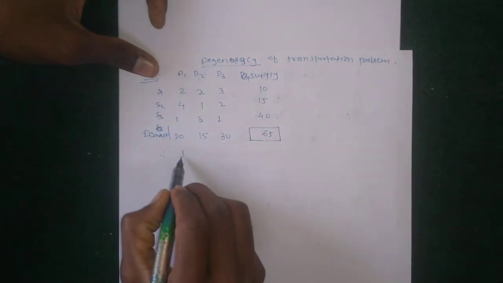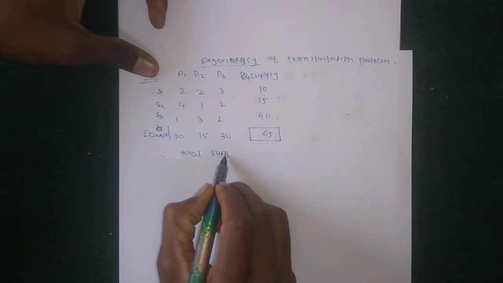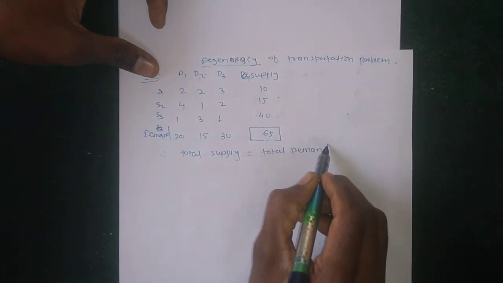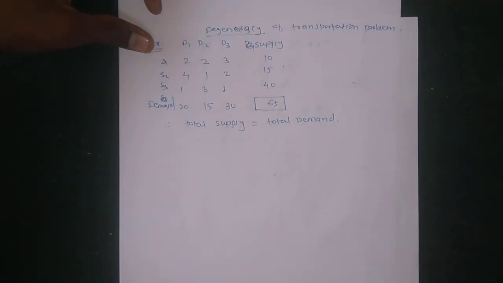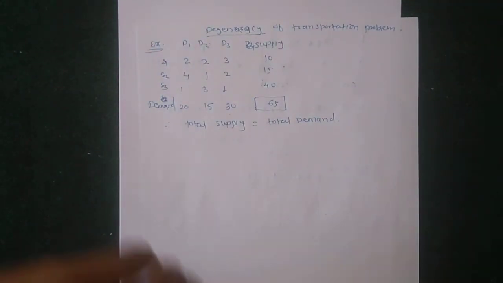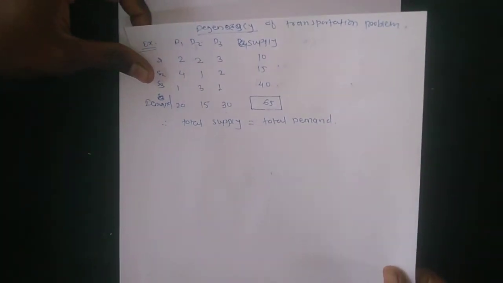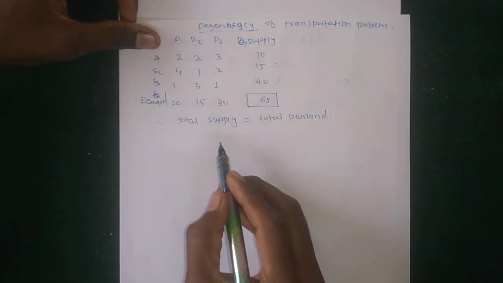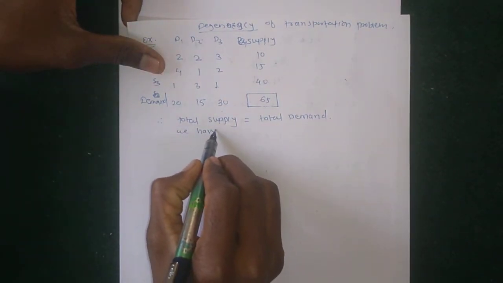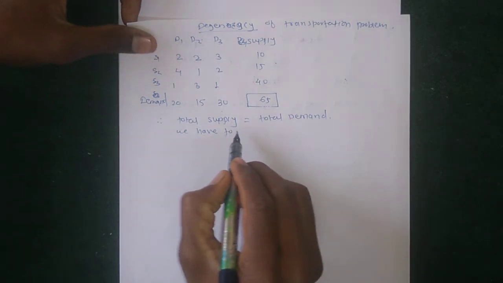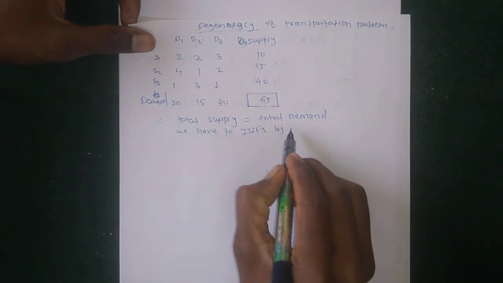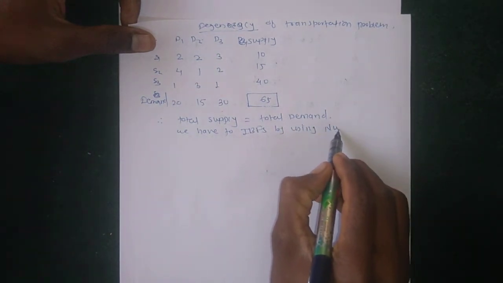So the total supply is equal to the total demand. Then we have to find the initial basic feasible solution by using the NWCM method, that is the northwest corner method, or the LCM method, or the Vogel method. Here I am applying the northwest corner method to find the initial basic feasible solution.